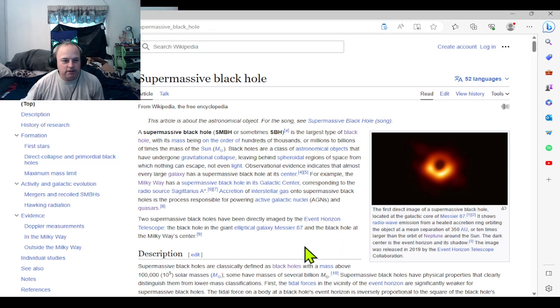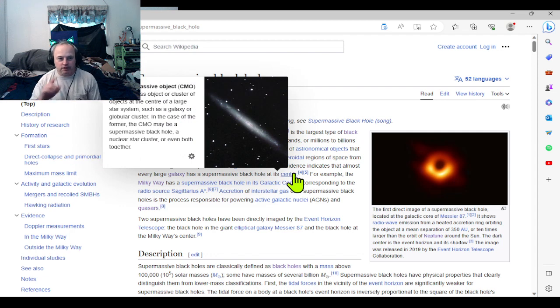They are a class of astronomical objects that have undergone gravitational collapse, and so the entire galaxy has gravitationally collapsed back to a single point. And evidence indicates almost every large galaxy has a supermassive black hole at its center. This is based on that right there, okay?